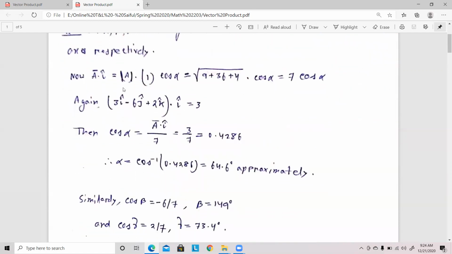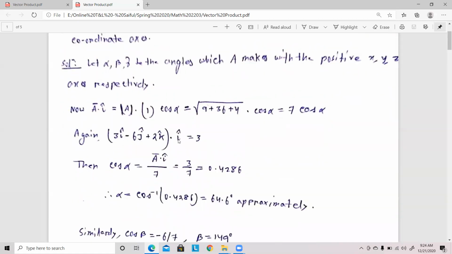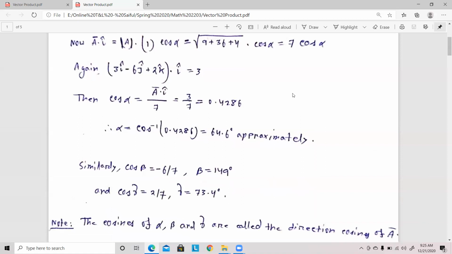Again, we can do the dot product directly, the vector A and the unit vector i, where vector A is given in the question as 3i minus 6j plus 2k. After the dot product, we get 3 into i dot i, that is 1, so 3 into 1, 3. And for the other vectors, j dot i is 0, and k dot i is also 0. And so we can put this value 3 here.